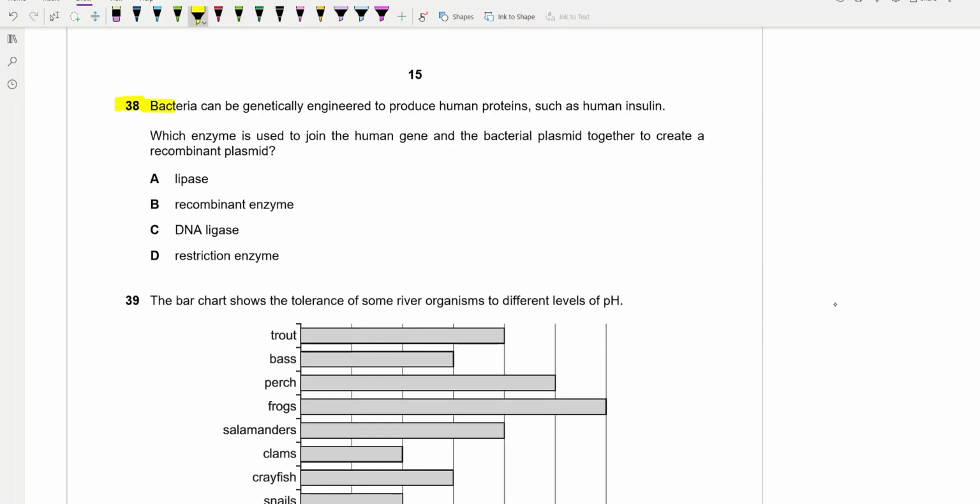Question number 38. Bacteria can be genetically engineered to produce human proteins, such as human insulin. Which enzyme is used to join human gene and the bacterial plasmid together to create a recombinant plasmid? So the name of the enzyme is DNA ligase. The option would be option C.